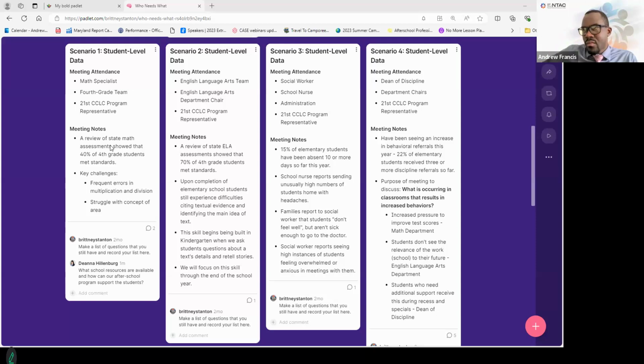Oh, Sandra, look at this. I love this. All right. So for scenario 4 here, you're meeting with the dean of discipline, right? And he's been seeing an increase in behavioral referrals this year. 22% of elementary students receive 3 or more discipline referrals. So what's occurring in the classroom? What results in these increased behaviors? Increased pressure to improve test scores. Students don't see the relevance of the work. Students who need additional support receive this during recess and specials.